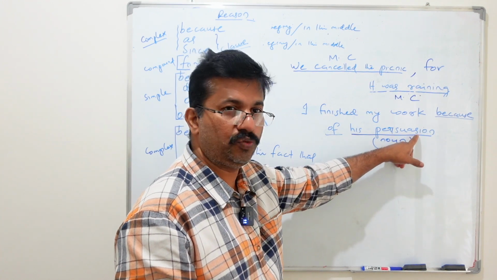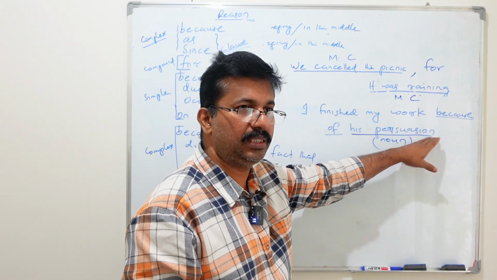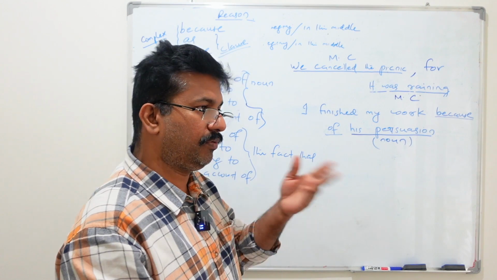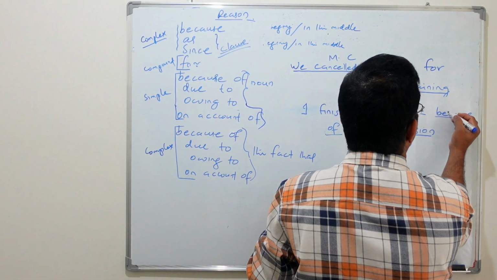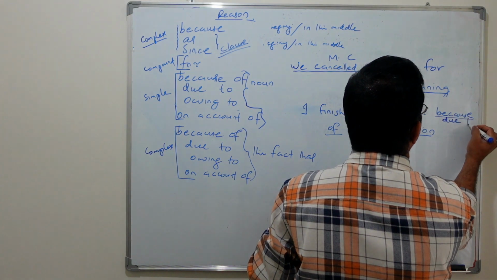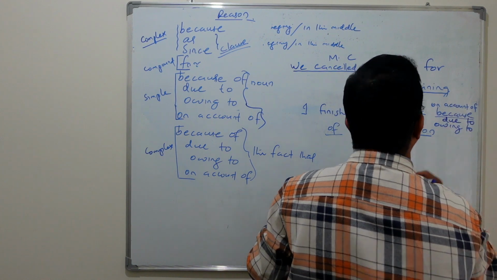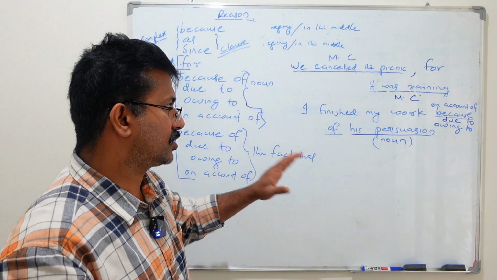This is not persuade. This is not he. Or this is not persuades. This is just his persuasion, which is a noun form or noun phrase. Just a noun. Now, this because of can be replaced with due to, owing to, and on account of. And you get the same meaning and the same sentence structure.